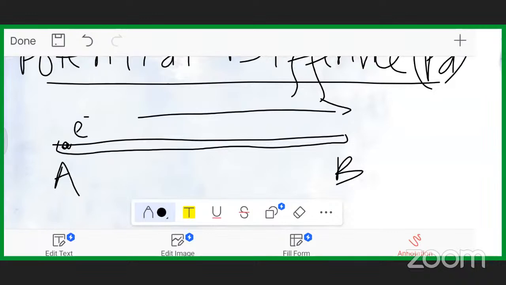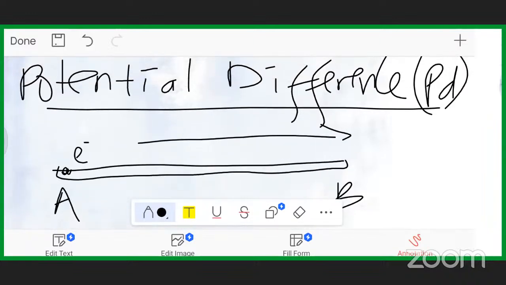So we expect that work has to be done. For us to move this charge from point A to point B, we have to do some work. And that work done in moving a unit charge is the issue of the potential difference. That's the definition of potential difference. And of course, energy will be supplied, and the energy will be given by a source of EMF. And that source can be a dry cell.